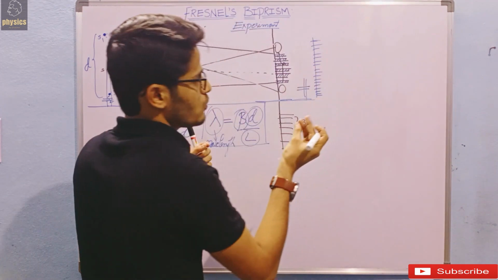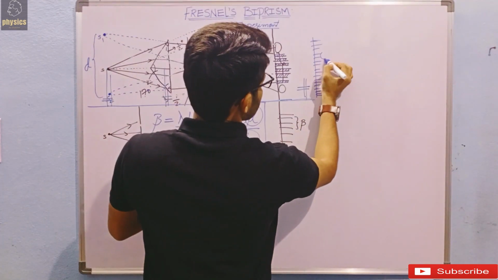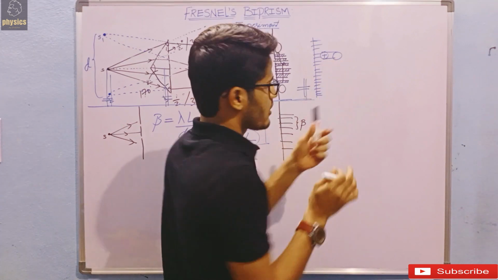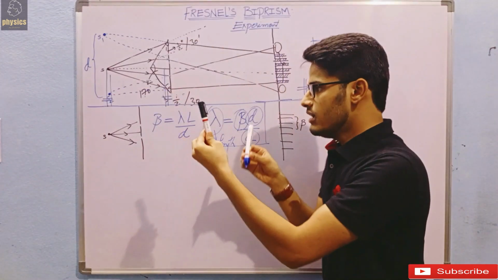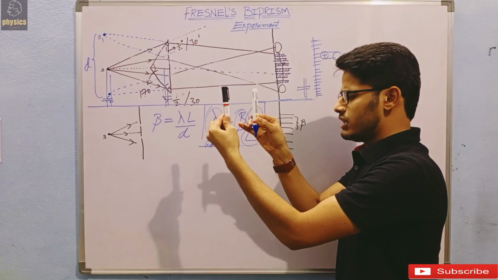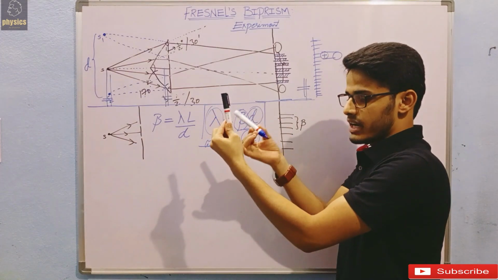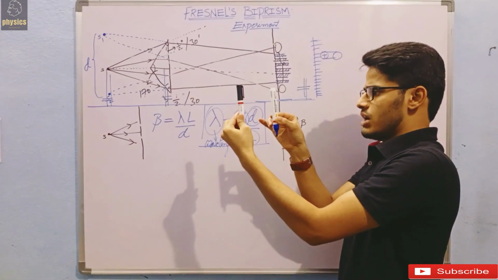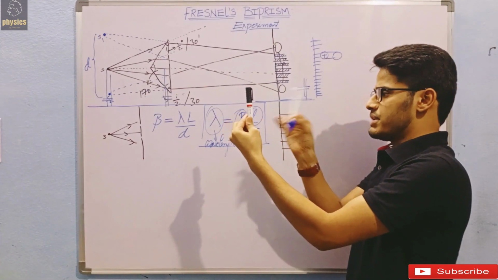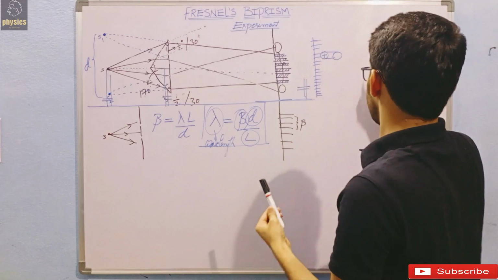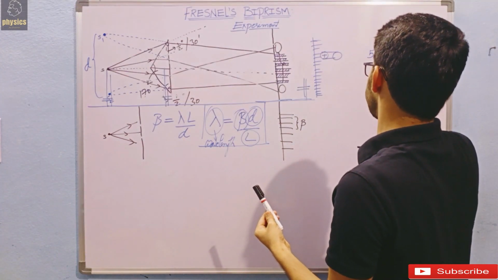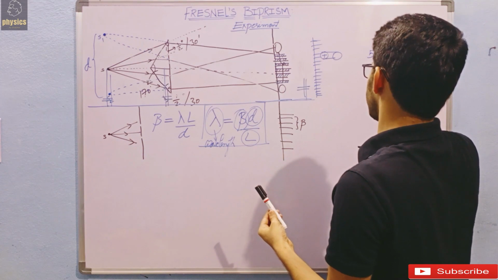So first, put your eyepiece at some particular fringe and set your crosswire exactly on any one of the fringes, either bright or dark. I'm putting my crosswire of the eyepiece on a dark fringe. I'll note down that reading. Suppose it is 5 millimeter. I got the reading.